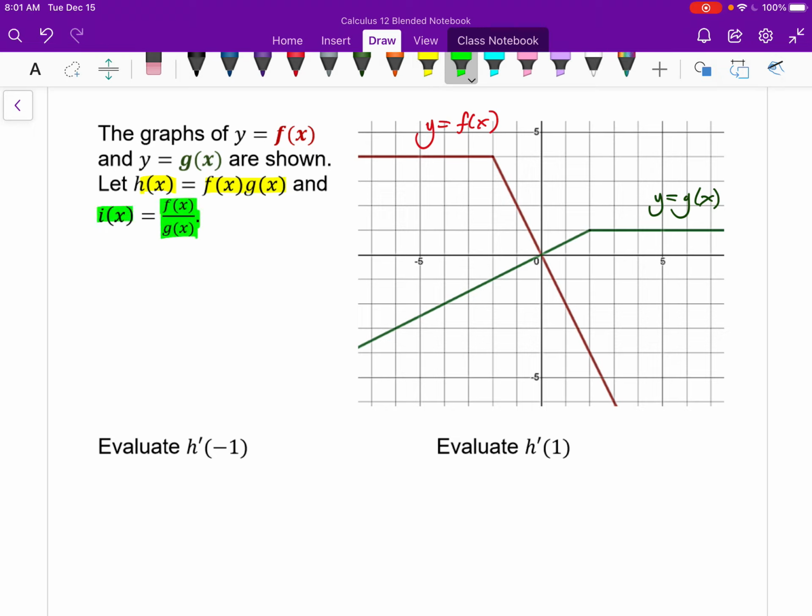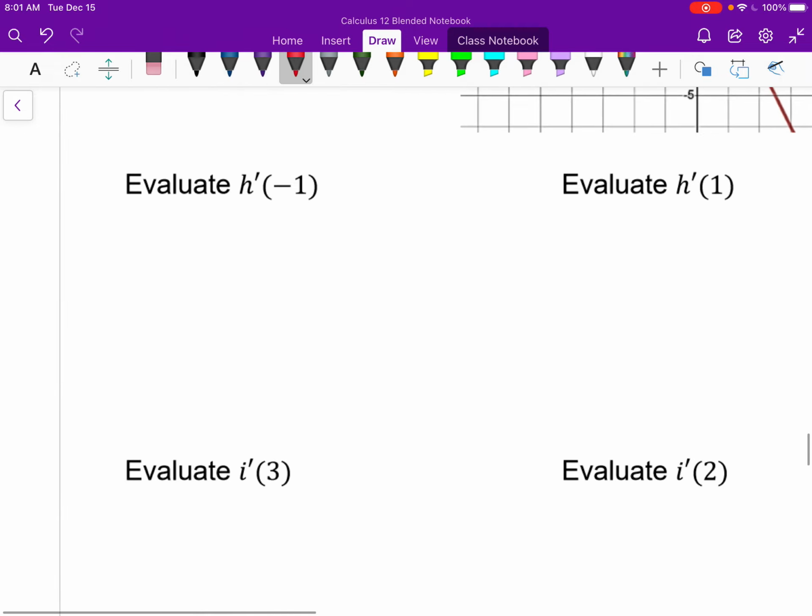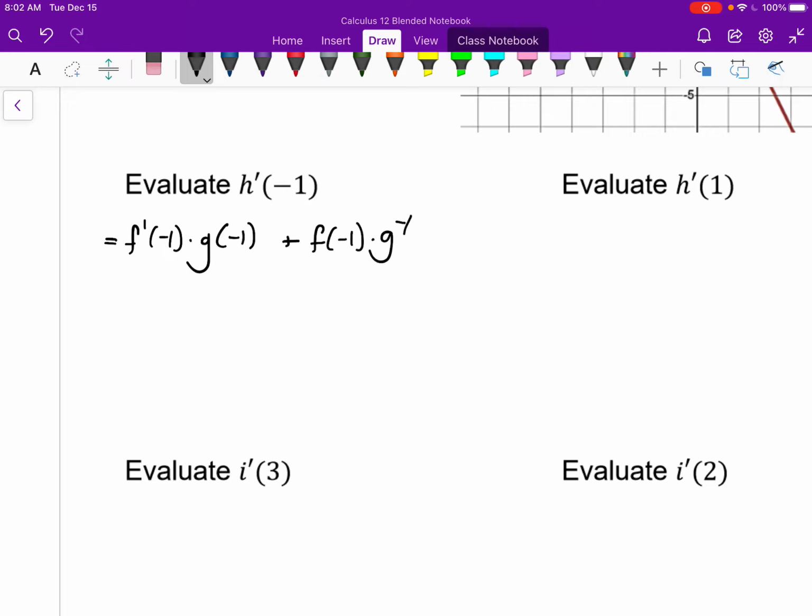OK, so first I want h prime at -1, which means the derivative of h at -1. Let's remind ourselves what h is. h is f times g, so it's a product of functions. So the derivative of h at -1 is going to be the same as the derivative of f at -1 times g at -1, not the derivative, plus the other way around: f at -1 times the derivative of g at -1.